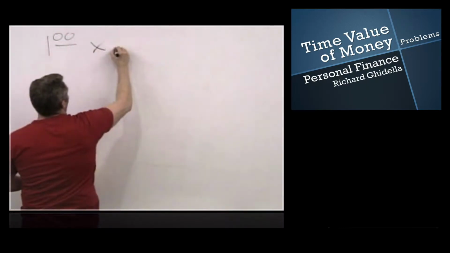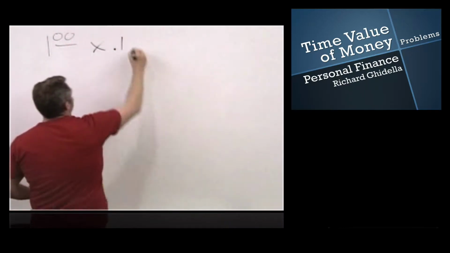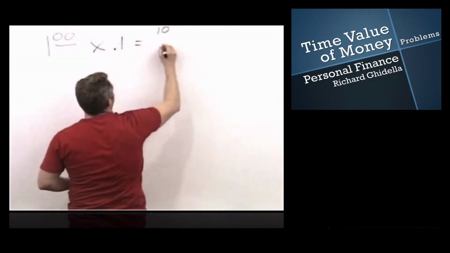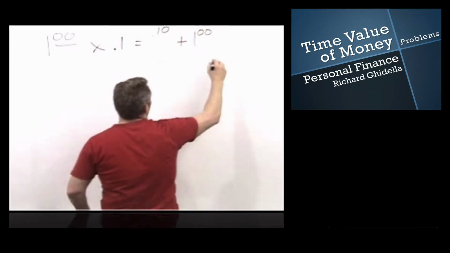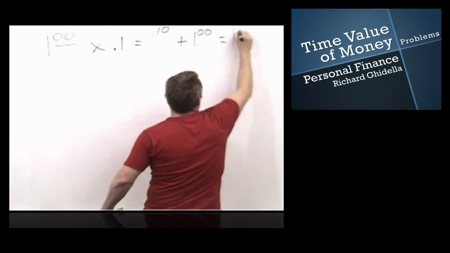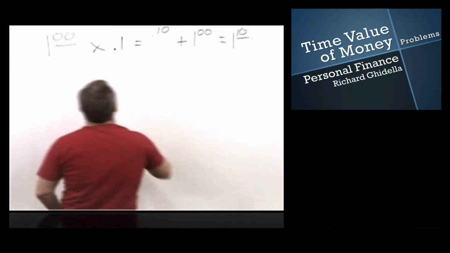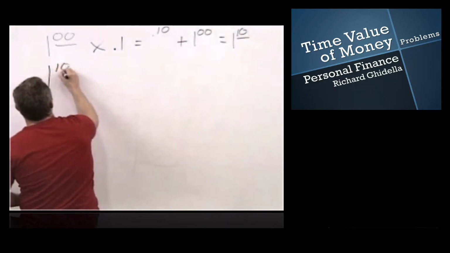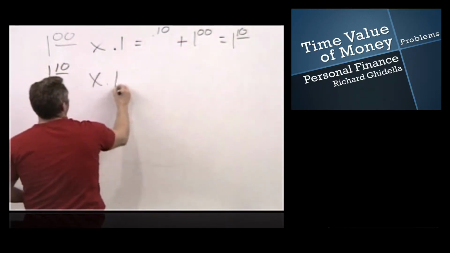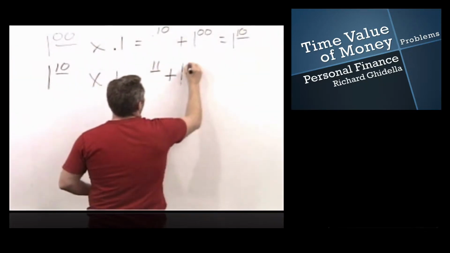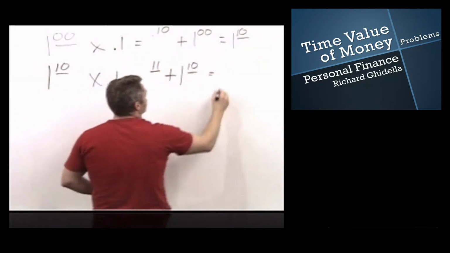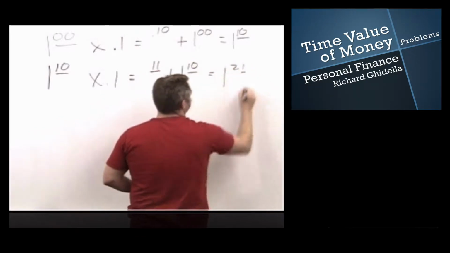multiply it by 0.1, a 10% return. That gets us 10 cents. We add back our original dollar, and we get $1.10. We invest $1.10 the second year times 0.1 gives us 11 cents, plus our original $1.10 gets us $1.21.